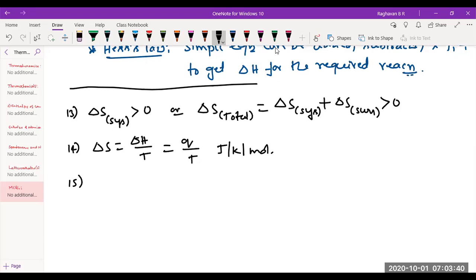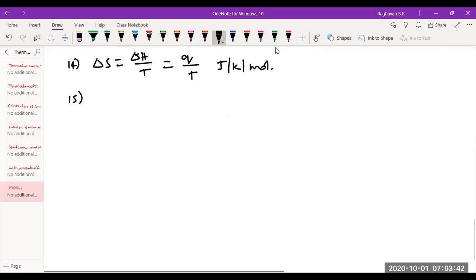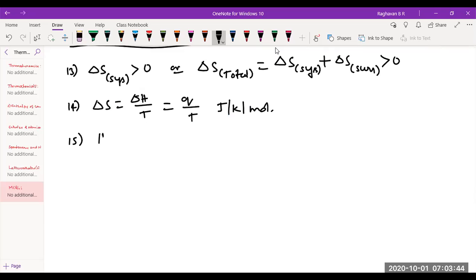Then 15th we had G is equal to H minus TS. And corresponding to this, the Gibbs-Helmholtz equation, delta G is equal to delta H minus T delta S, Gibbs-Helmholtz equation.